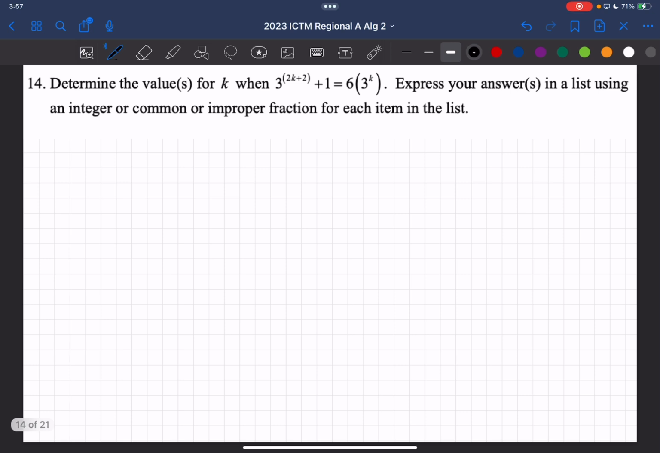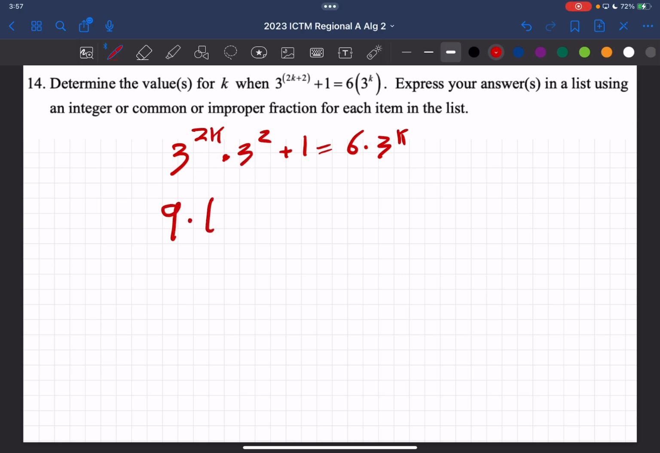Number 14, determine the values for k when 3 to the 2k plus 2 equals 1 equals 6 times 3 to the k. Now what I'm going to do is I'm going to break this apart. 6 times 3 to the k. All right. Now, 3 squared is 9 times. Now instead of 3 to the 2k, I'm going to write this as 3 to the k, squared, plus 1 equals 6 times 3 to the k.